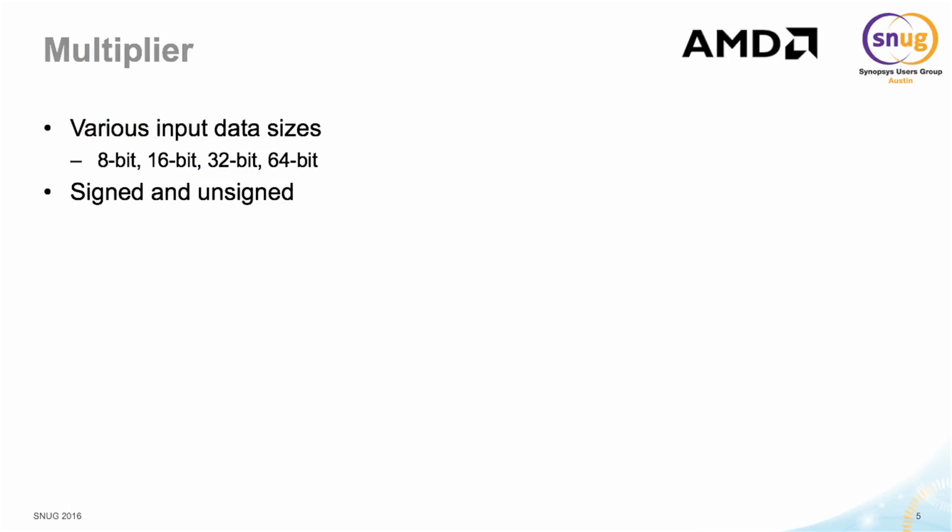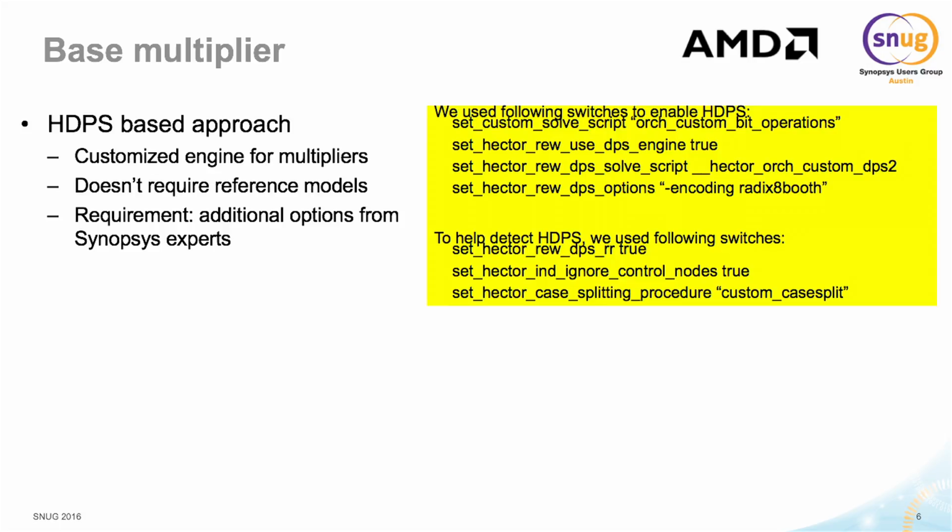The multiplier had various input sizes: 8-bit, 16-bit, 32-bit and 64-bit. Along with that, it worked in signed and unsigned mode. We had two versions of multiplier, one earlier version called base multiplier and one modified version called final multiplier. We verified both versions. First, I will go through details of base multiplier and then details of final multiplier.